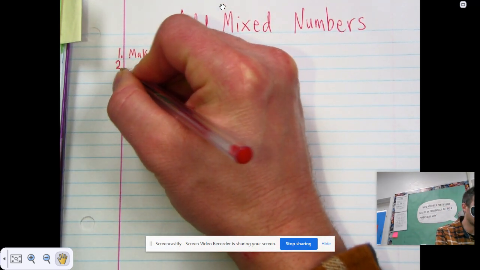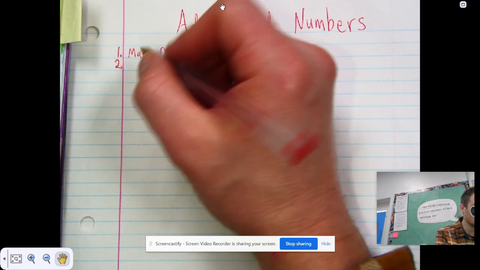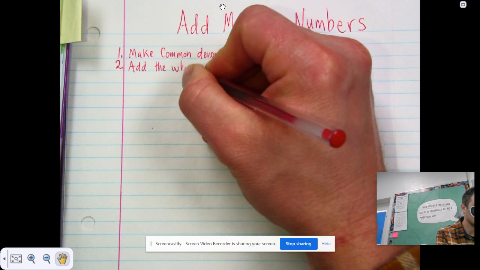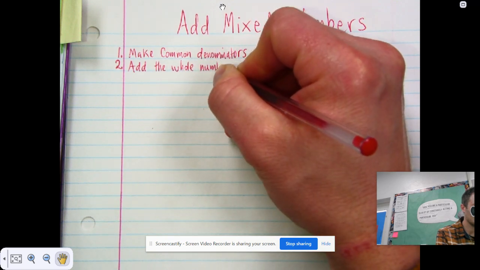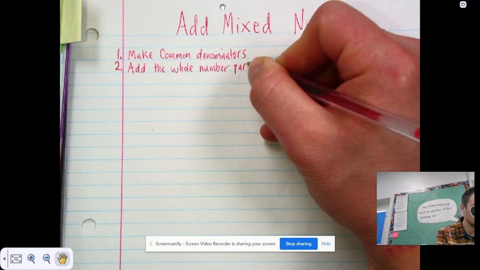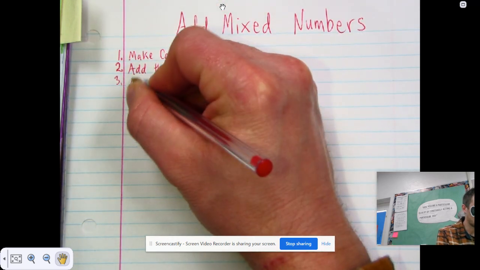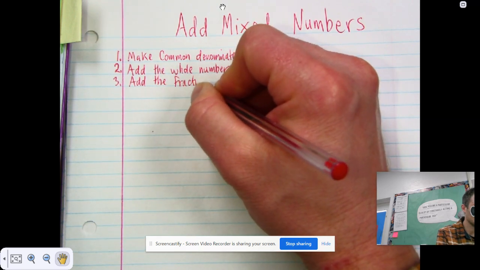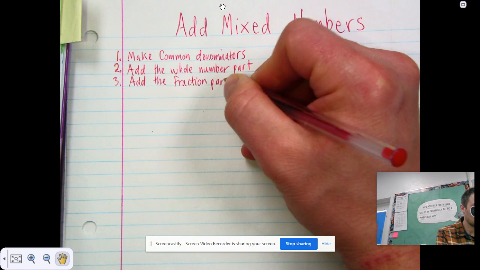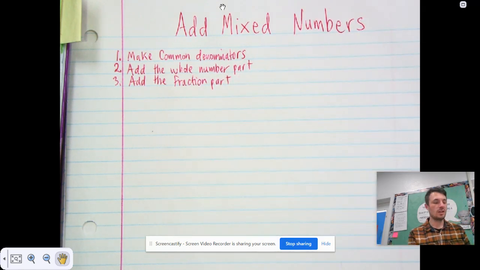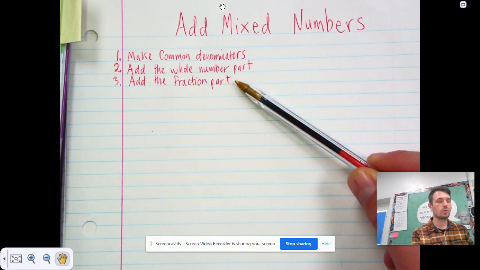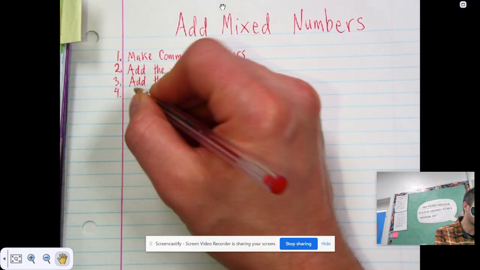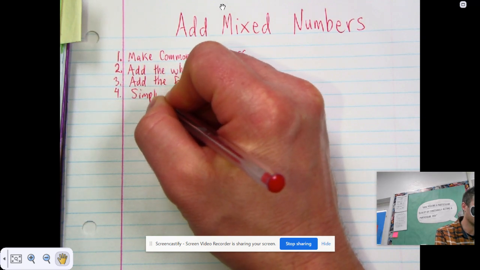Step 2 is add the whole number part. Step 3 is add the fraction part. And actually, it doesn't matter if you do step 2 first or step 3 first. These steps could be switched and it wouldn't change the answer. And step 4 is simplify.